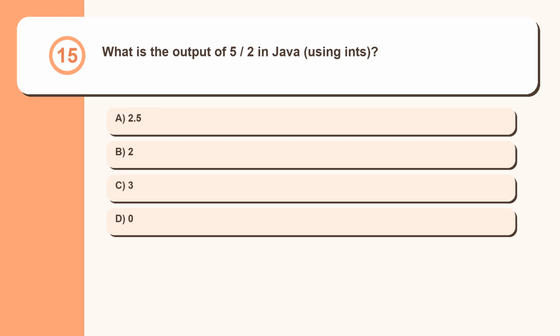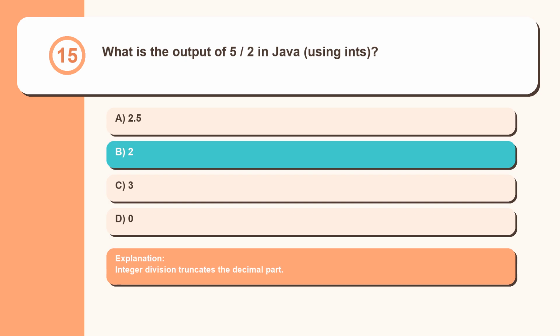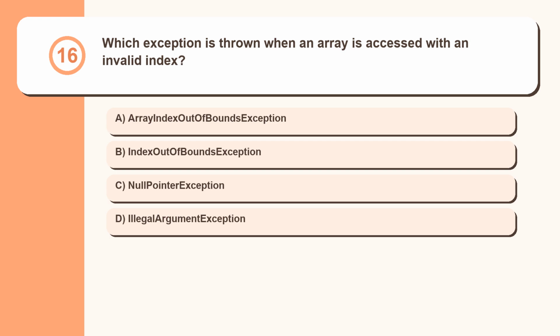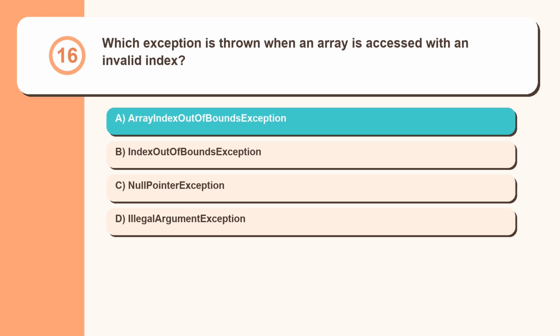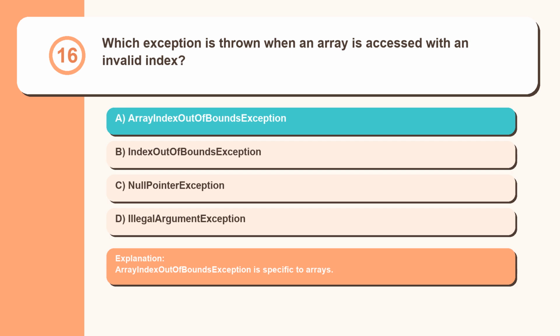Question 15. What is the output of 5/2 in Java, using ints? 2.5, 2, 3, 0. Integer division truncates the decimal part. Question 16. Which exception is thrown when an array is accessed with an invalid index? ArrayIndexOutOfBoundsException, IndexOutOfBoundsException, NullPointerException, IllegalArgumentException. ArrayIndexOutOfBoundsException is specific to arrays.